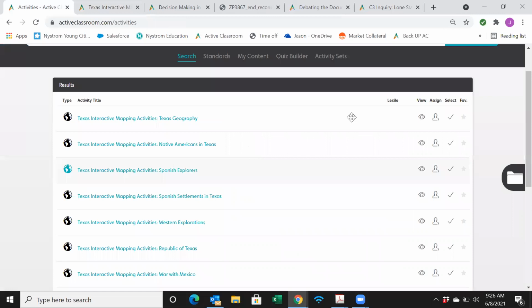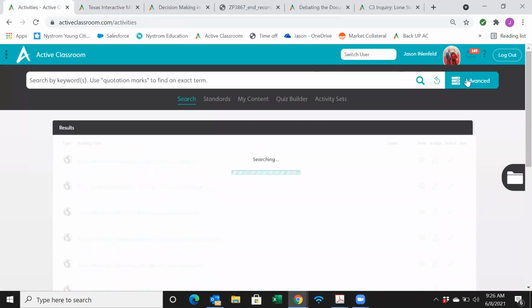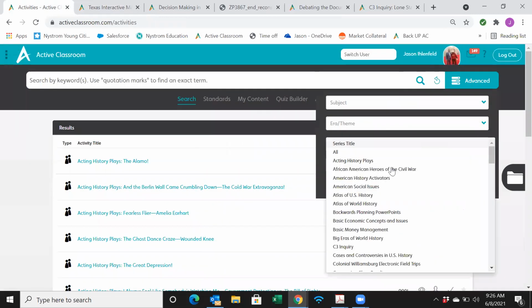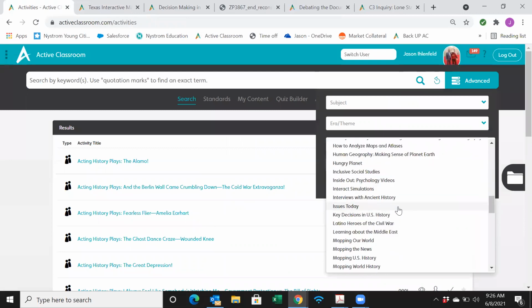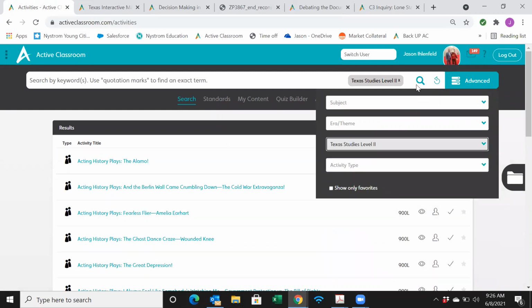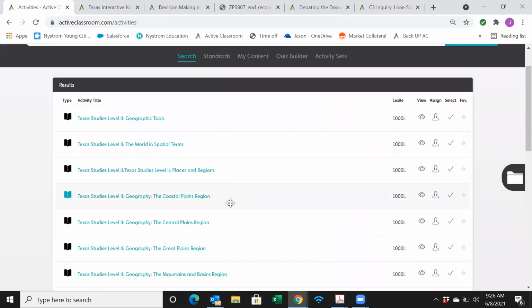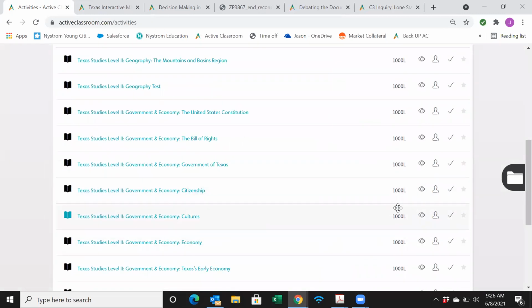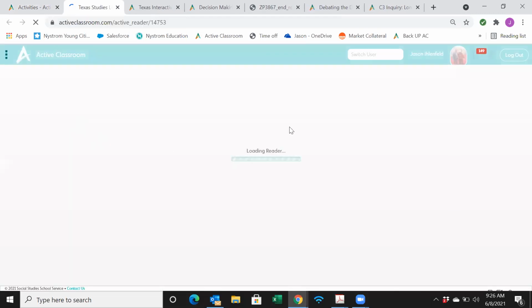So those are the Texas interactive mapping. There is the Texas Studies. It is more textbook, but at the same time, there are some activities. The Level 2 is your on-level for Texas history in 7th grade.